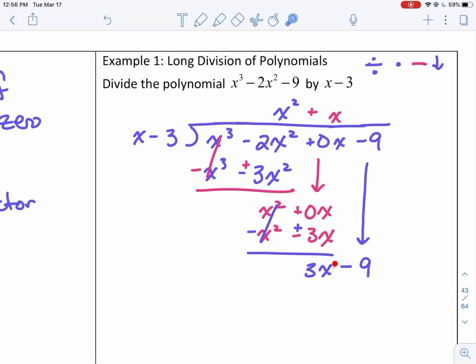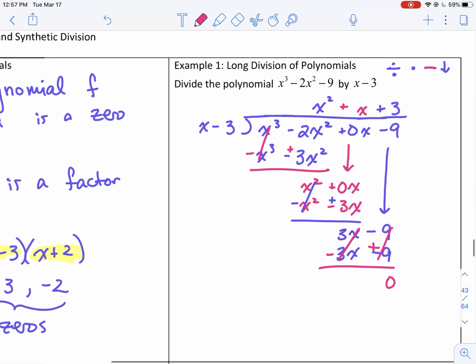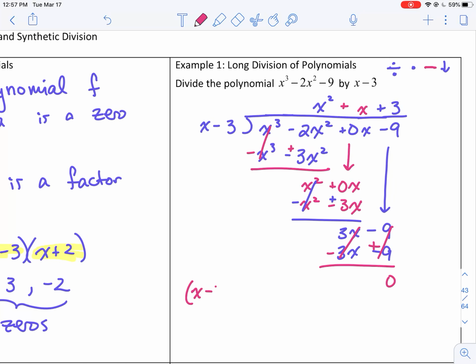So now I have 3x divided by x is just 3, so plus 3. Then I'm going to distribute my 3x to the x and to the negative 3. When I do that, I get 3x minus 9. Oh, look, how convenient. They're going to cancel. When I distribute the negative, they both cancel, giving me a remainder of 0. So this means that x minus 3 times x squared plus x plus 3 is equal to x cubed minus 2x squared minus 9. Right? That is how polynomial long division works.